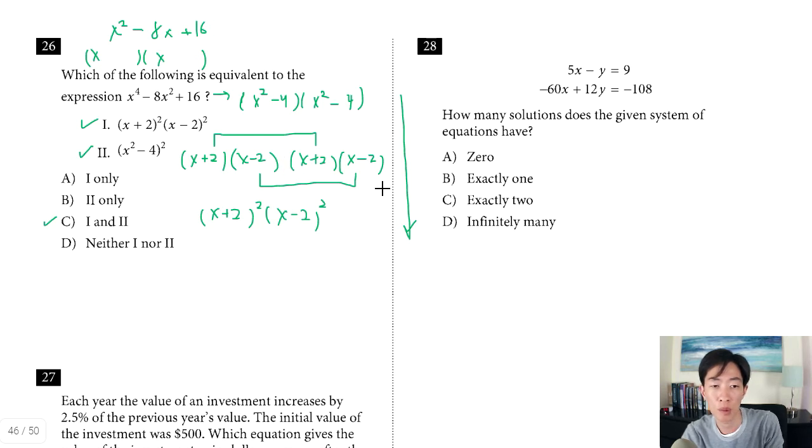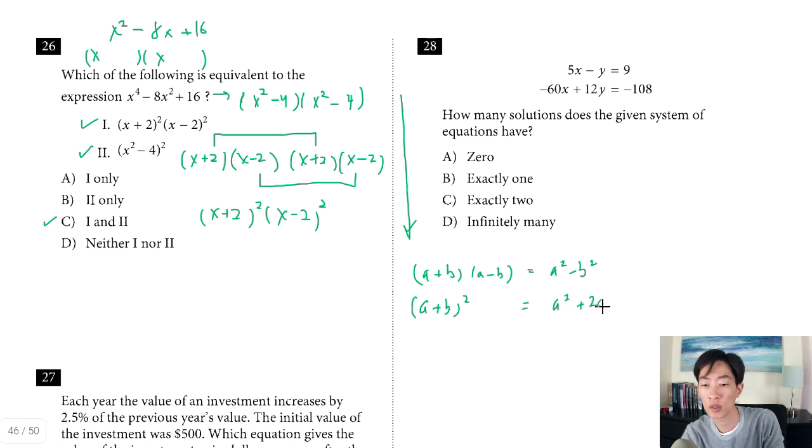By the way, for this problem, what you should have in your head memorized is obviously a plus b times a minus b is going to give you a squared minus b squared. You should also know in your head a plus b squared is going to give you a squared plus 2ab plus b squared, and then a minus b squared is going to give you a squared minus 2ab plus b squared.